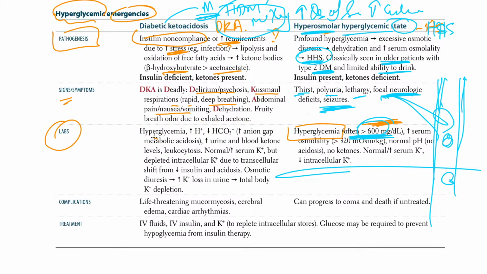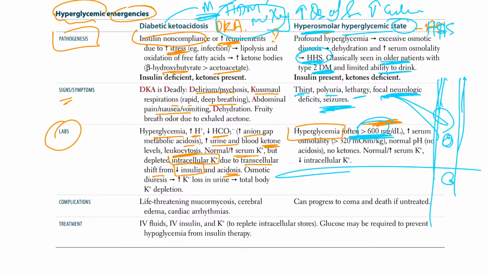That's important. On top of that, you will have an increase in hydrogen ions and a decrease in bicarb. We will talk about how we got to this point, which causes an increased anion gap metabolic acidosis, increased urine and blood ketone levels, leukocytosis, and normal or increased serum potassium. But depleted intracellular potassium due to transcellular shift from decreased insulin, high yield, and acidosis.